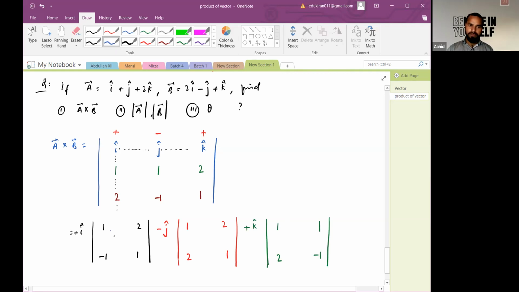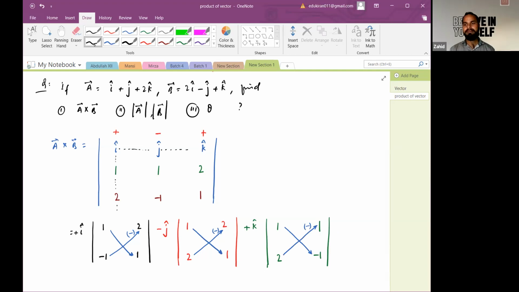Now, on going from this point to this point, take positive, but on going from this point to this point, take negative. Similarly, for this part and this part, for this part and this part. Now simplify it, you'll get your answer.